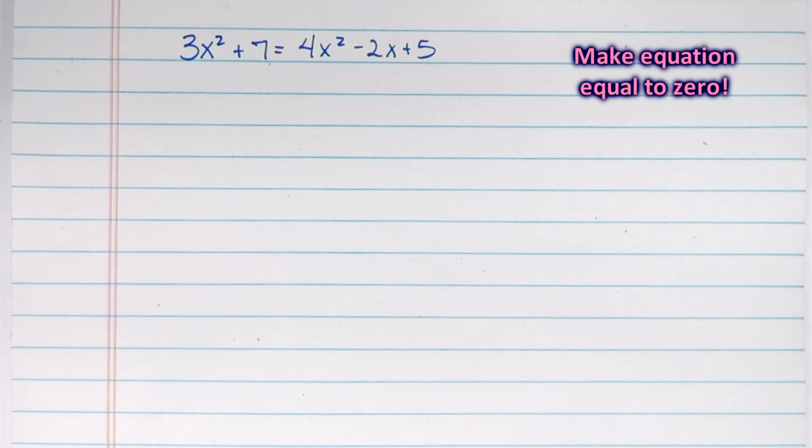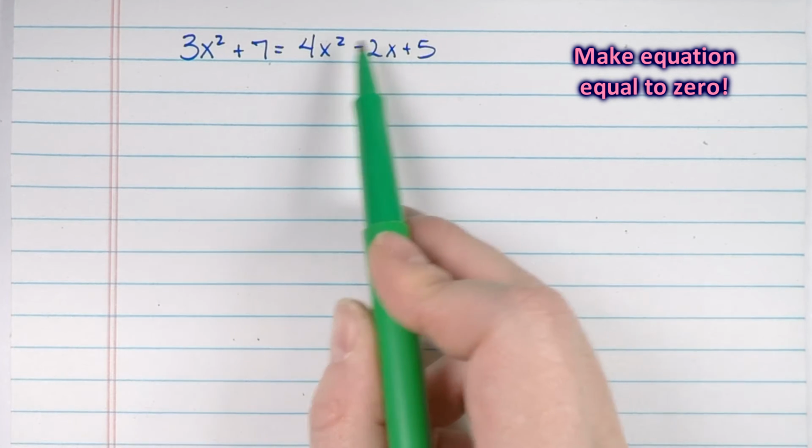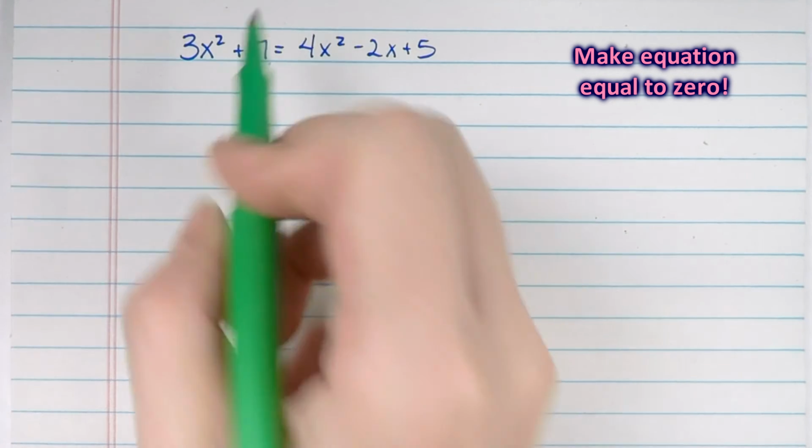Okay, so let's still make this equation equal to 0 again if I want to use the quadratic formula. This time I have more terms on the right side, so I'm going to take these two terms on the left and move them over to the right.